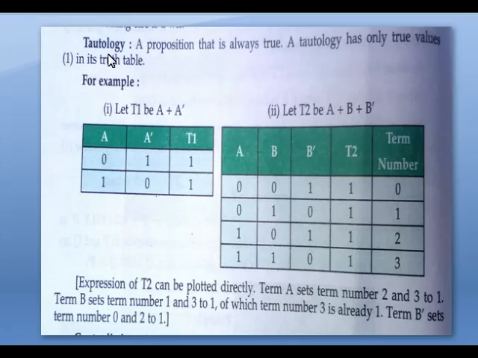Okay. Now another example. A, B, B dash. These are the inputs and T2 is the output. Let T2 be A plus B dash. So now we are going to write the values 0 to 3. What is the binary of 0 to 3? 00, 01, 10, 11. So these are the inputs A B. Okay. So B dash: 0 means 1, 1 means 0, 0 means 1, 1 means 0.